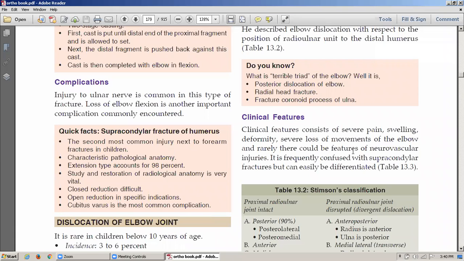So the clinical features consist of severe pain, swelling, deformity, severe loss of movement of the elbow, and rarely there could be features of neurovascular injury. It is frequently confused with supracondylar fractures but can easily be differentiated.